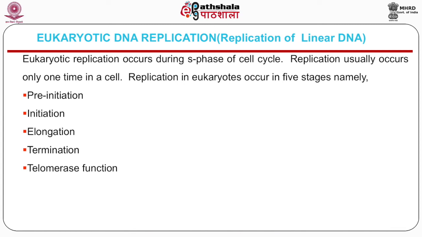Now, once the linear DNA has been formed, because in the case of eukaryotic systems the DNA is coiled, it has to be unwound, and the linear DNA is produced. Once the linear DNA is produced, it goes through different stages. There's the pre-initiation, then there is initiation, and then there is elongation. And after elongation, there is something called termination, which is very important.